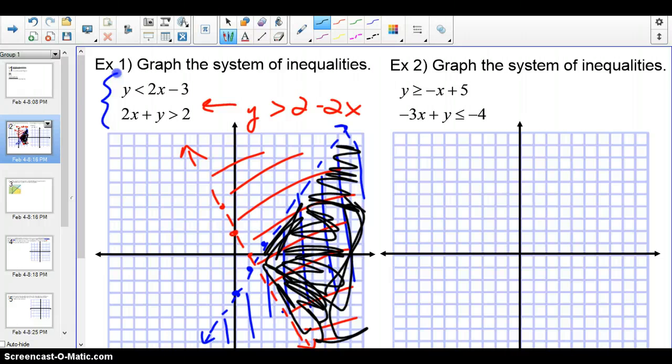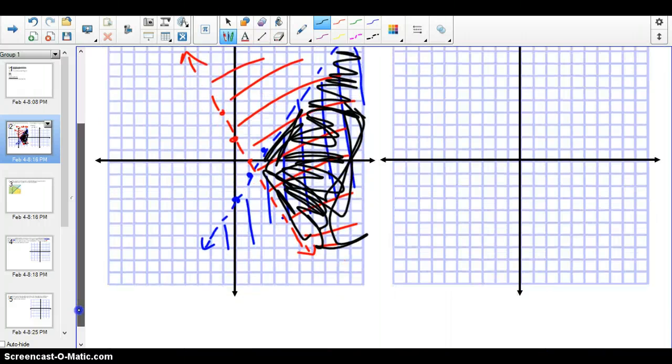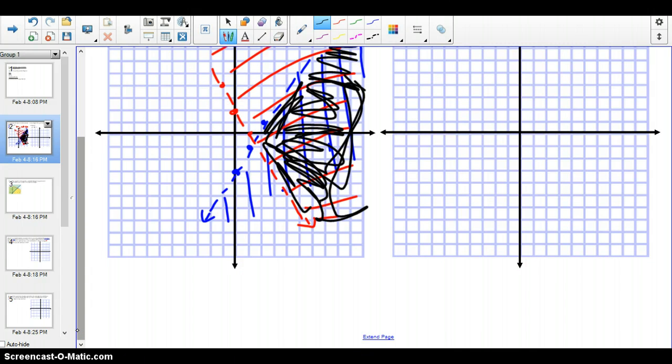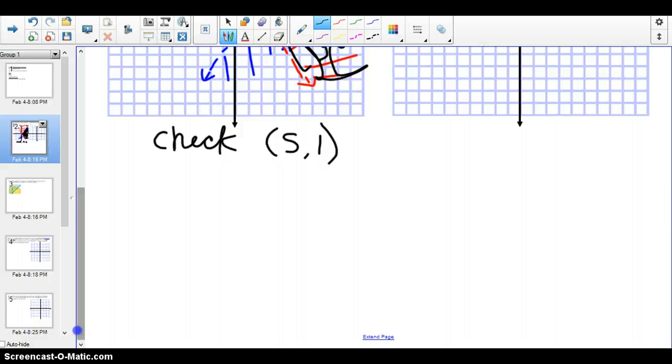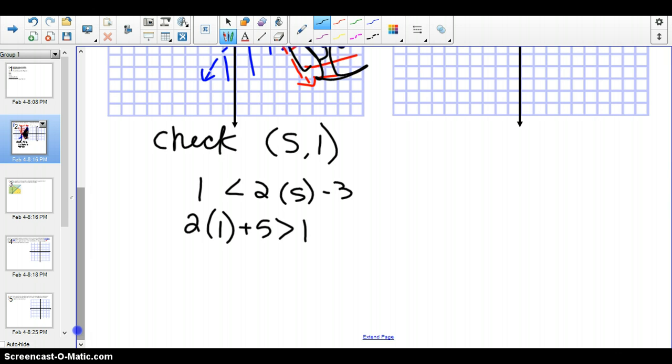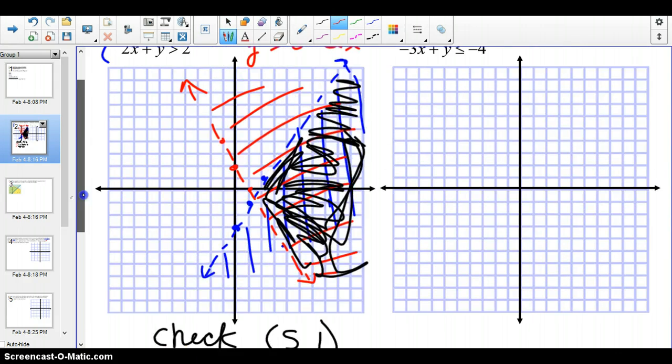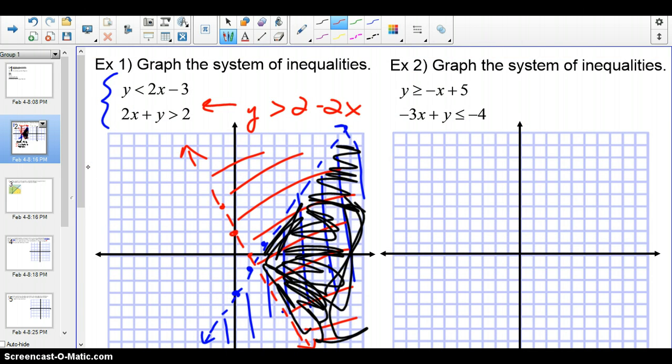If you want to check your work, what you can do is take a point in this shaded area. So like I could use the point, it looks like 5, 1 is definitely in that shaded area. I could plug it back into both of the inequalities and make sure that they are true. So if I plug it back into the first one, I'm going to get 1 is less than 2 times 5 minus 3. Into the second one, 2 times 1 plus 5 is more than 1. And these are both true. You could also plug these into your calculator and check that way.